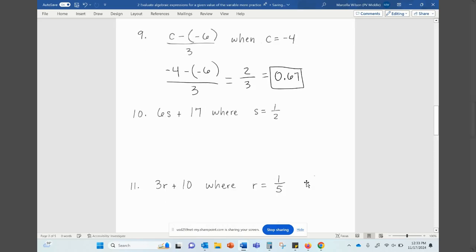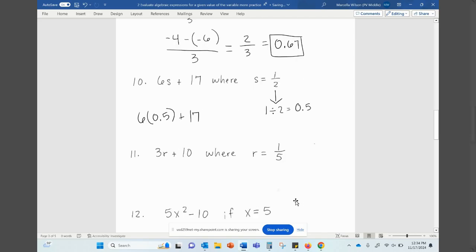Okay. Number 10. We have 6x plus 17 where s is 1/2. So we are going to turn these fractions into decimals before I plug it into the expression. The way you do that is you're going to do 1 divided by 2, because remember that fraction bar is division. So you type 1 divided by 2 in your calculator and that's going to give you 0.5. So the s is going to be replaced with 0.5. 6 times 0.5 plus 17. And I'll let you guys solve from there.